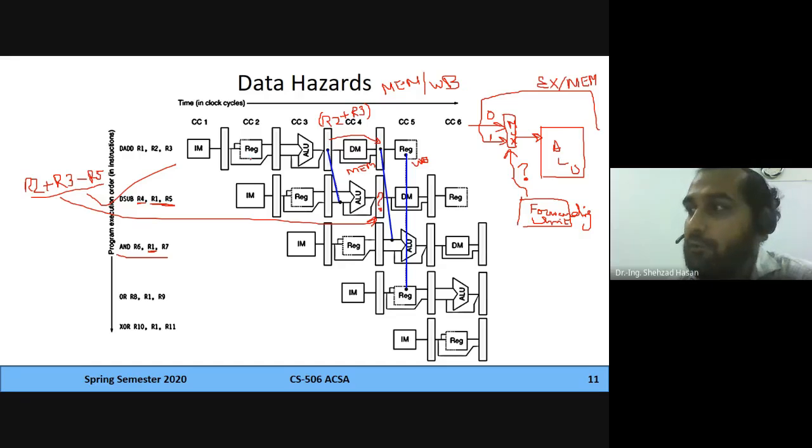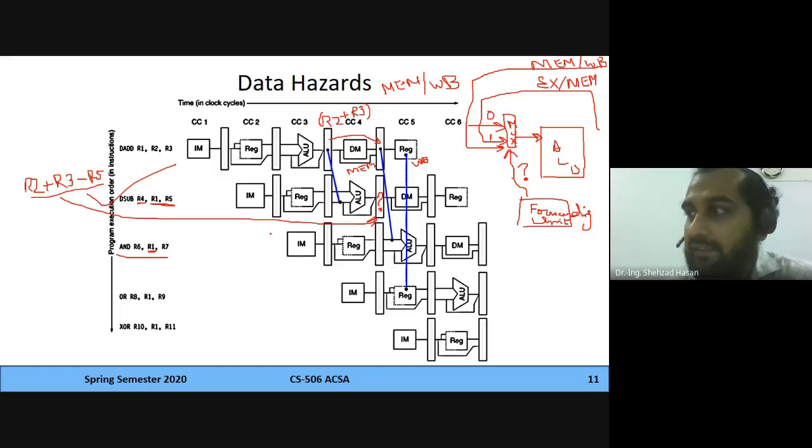And if we need to forward this value also to the ALU, this means that this ALU should not have just two paths but three paths. One coming from the register file, another coming from the EX-MEM pipeline register, and another coming from the MEM/WB pipeline register. So there should be three paths, and the forwarding unit's task is to select between any one of them.